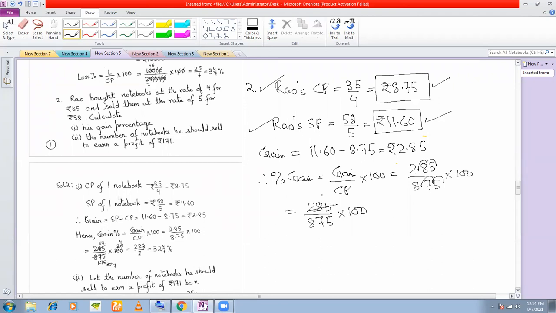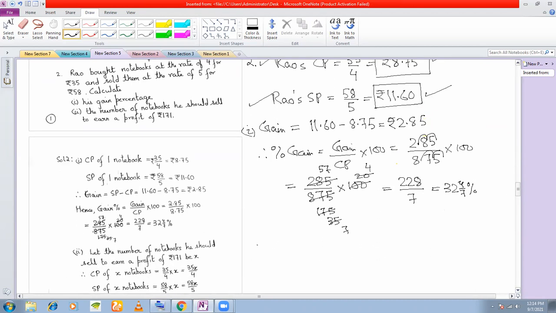You can cancel here with 5 to get 57, and here with 5 to get 175. Here also you can cancel with 5 to get 35, and here again you can cancel with 5. So you get 57 into 4 as 228 divided by 7. So you get 32 4 by 7%. This is his gain percent. That answers the first question.